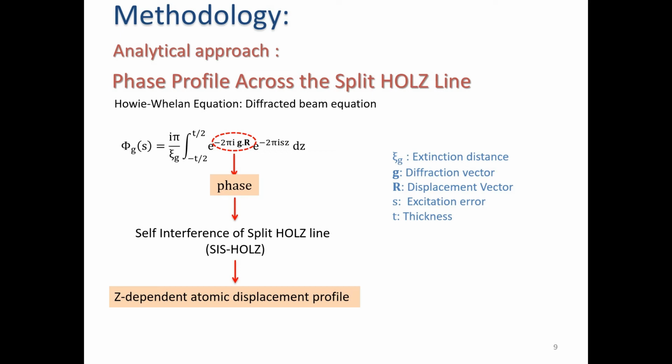To develop the analytical approach of this method, I borrowed the Howie-Whelan equation, which gives the diffracted amplitude at the exit surface of the specimen. As you can see in this slide, R is in the phase factor of the Howie-Whelan equation. T is the thickness and S is the excitation error, which is the deviation from the Bragg angle. Assuming a symmetric band, to develop an analytical approach, I applied the experimental steps on the Howie-Whelan equation.